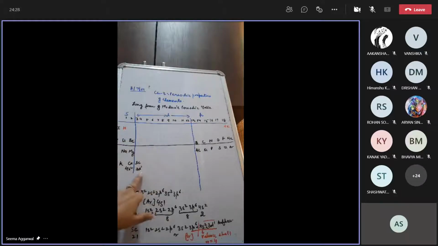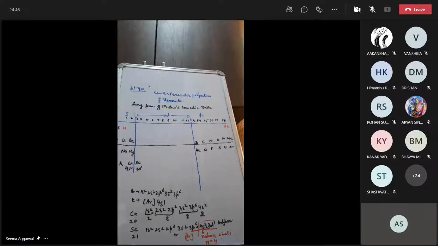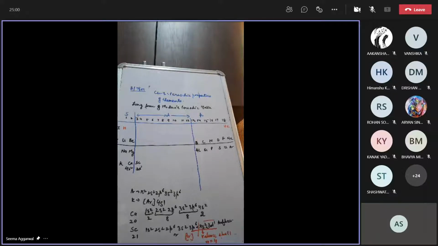And why am I writing 3d in between? This is because scandium will come after calcium only, because after 4s only the 3d electron will be filled. So that's why I am writing d block elements in between, like one of the students was asking. The highest value of n is the period number.